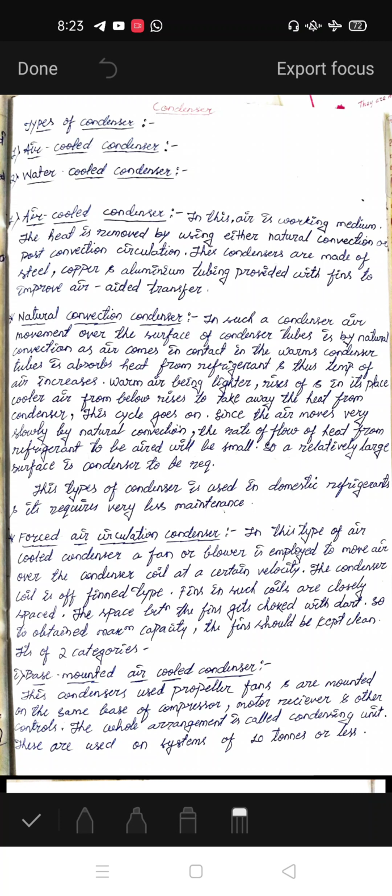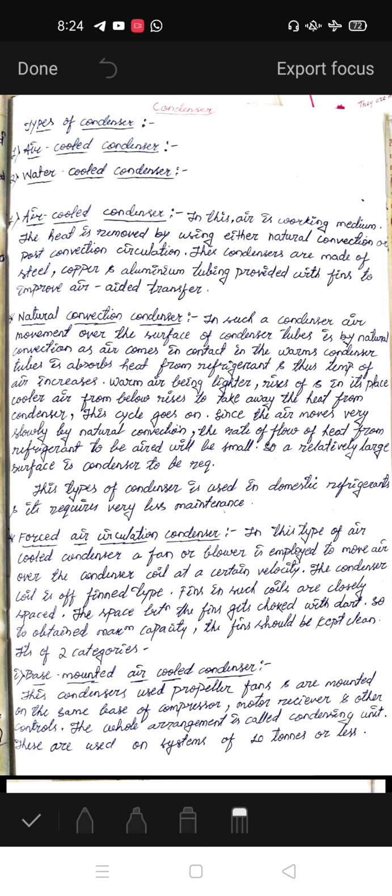So what is a condenser? A condenser is a heat exchanger in which de-superheating of high pressure, high temperature vapor occurs, the phase changes from vapor to liquid, and subcooling of the condensate occurs. It is a device where phase change occurs at constant pressure.